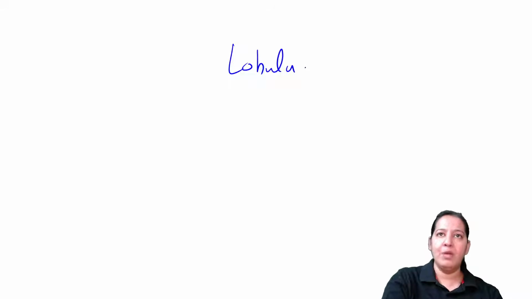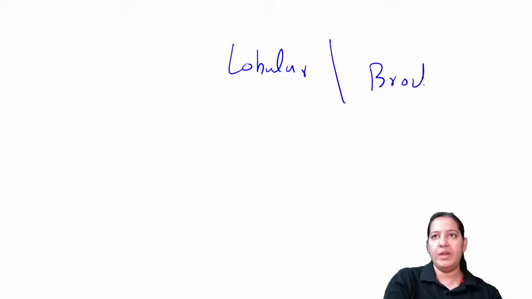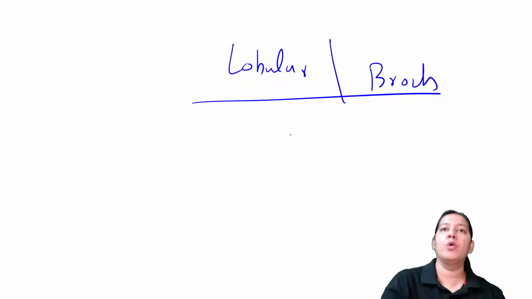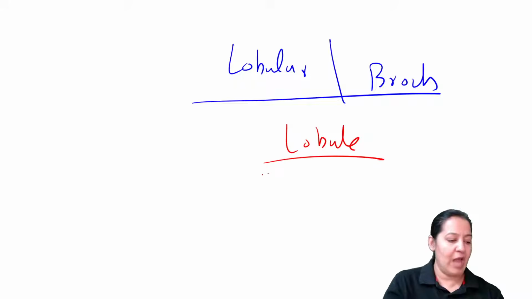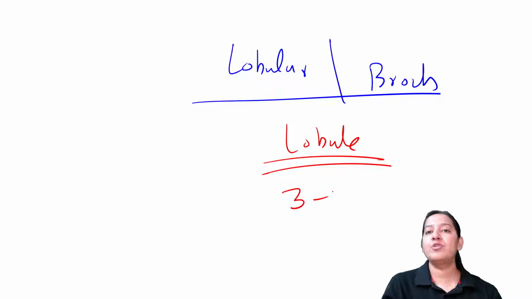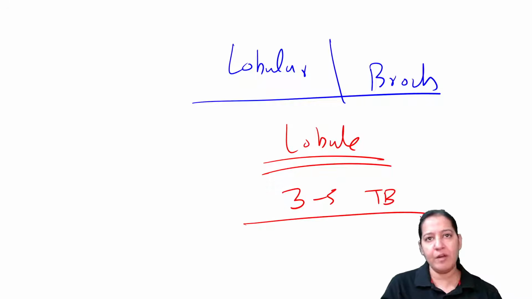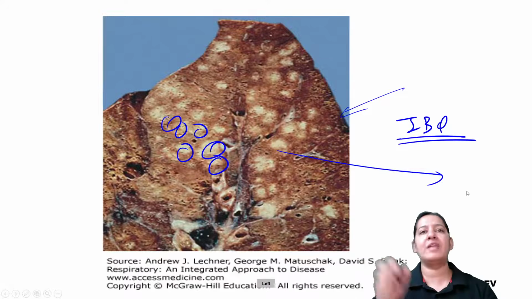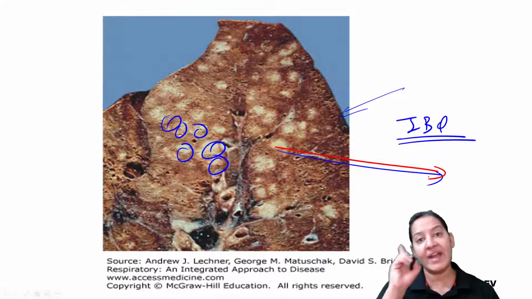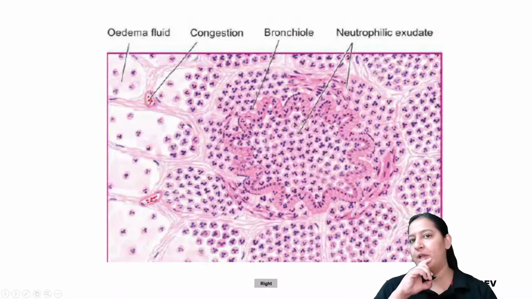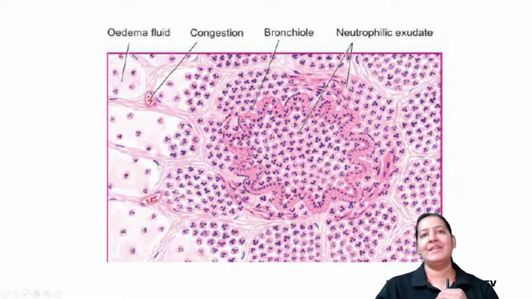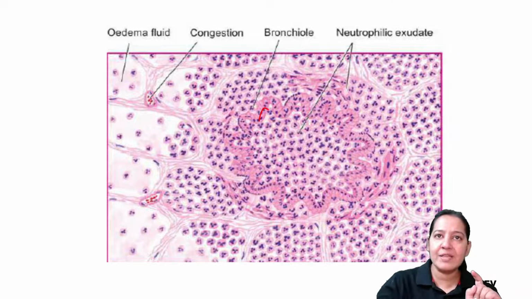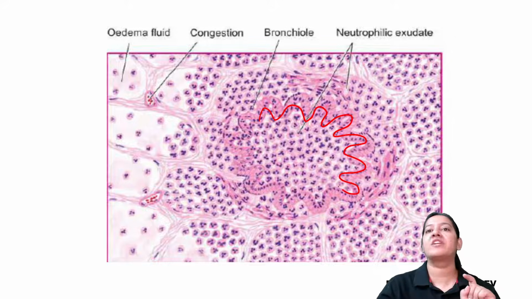So in lobular pneumonia, or bronchopneumonia, as I have told you, a lobule is involved. What is a lobule? It is 3 to 5 terminal bronchioles along with all their appendages, right? So if you take a biopsy from here, you will find at least 1 terminal bronchiole in the biopsy. So this is the diagram. In this diagram, can you appreciate what this is? This is a terminal bronchiole.